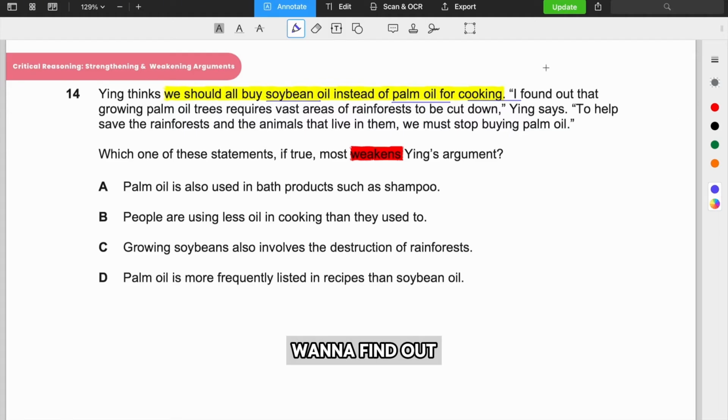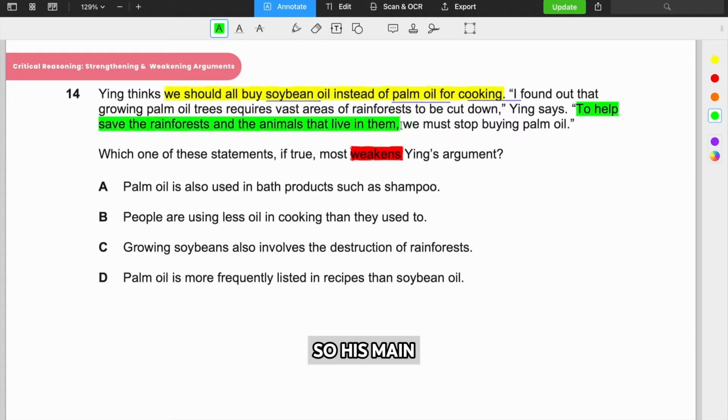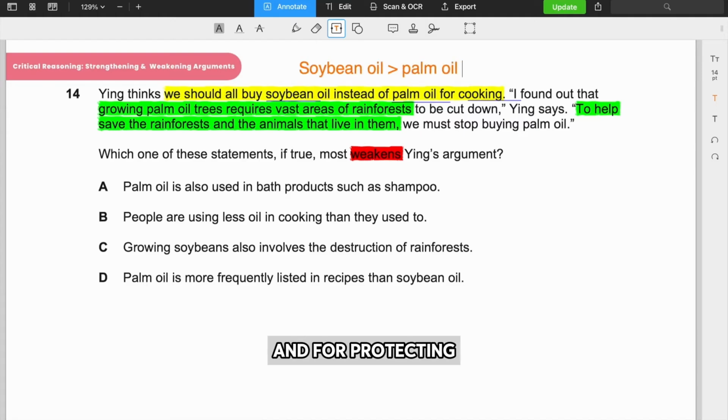And then you want to find out any supporting premises that Ying has provided in his argument. I found out that growing palm oil trees requires vast, so large areas of rainforest to be cut down. To help save the rainforest and animals that live in them, we must stop buying palm oil. So his main reason is that palm oils destroy habitats, palm oils require rainforest to be cut down. Okay, so what he's saying is he's proposing a solution which is soybean is better than palm oil for the environment and for protecting habitats.